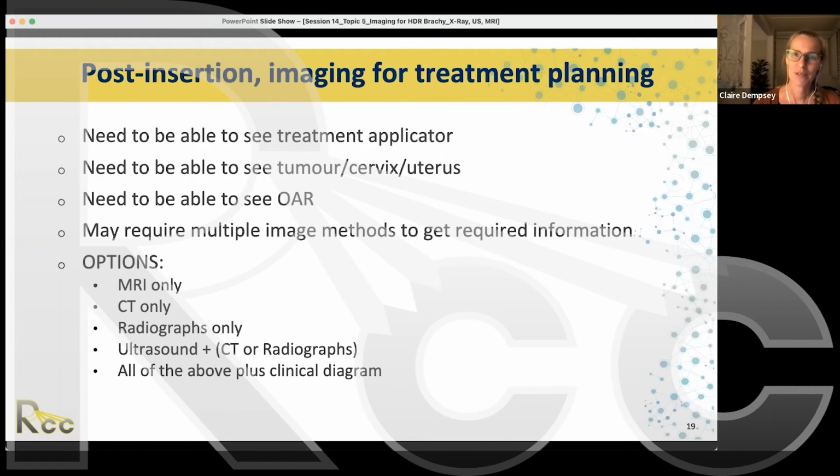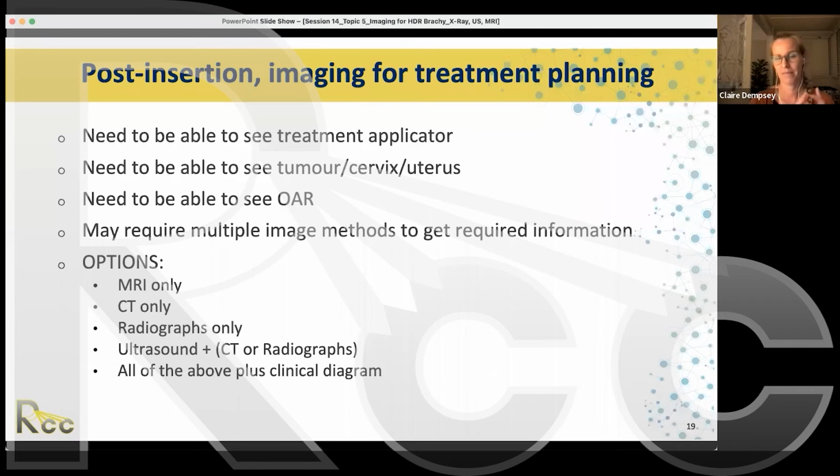So when we're doing imaging for treatment planning, there are things that we need, information that we need in order to create a really great plan for our patients. So we need to be able to see our applicator inside the patient, and we need to be able to see the tumor, or at least the cervix and the uterus of the patient. We need to be able to see the organs at risk. And in some cases, this may require multiple imaging methods to get all of that information for our patients. So there are different ways we can do this.